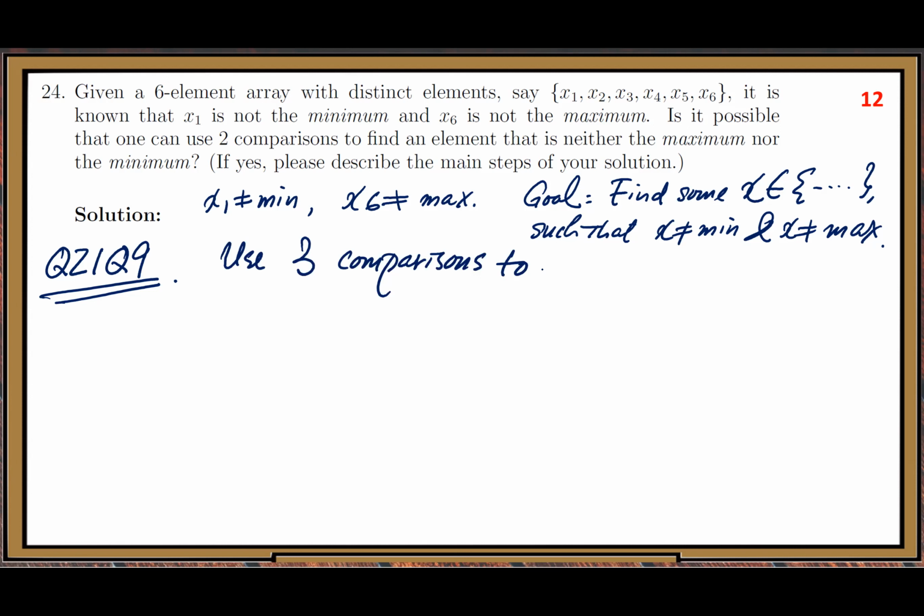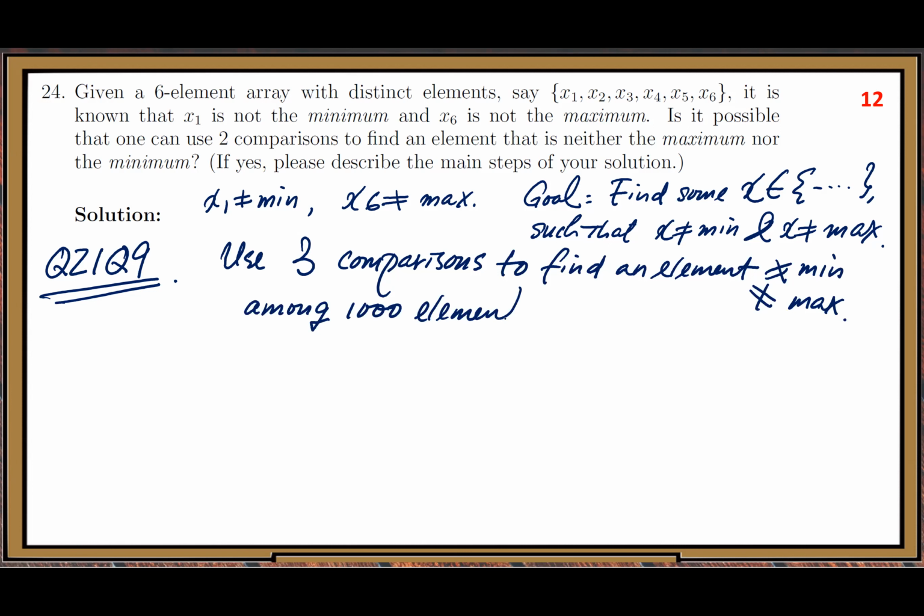To find an element different from min, different from max, among 1,000 elements, with this large number, we just need 3 comparisons to find such an element. And here we reduce from 1,000 to 6.